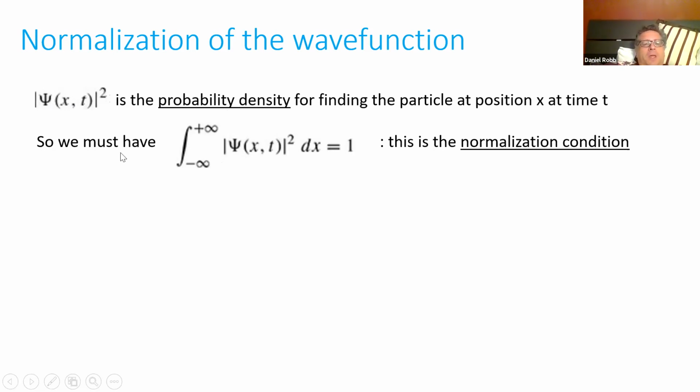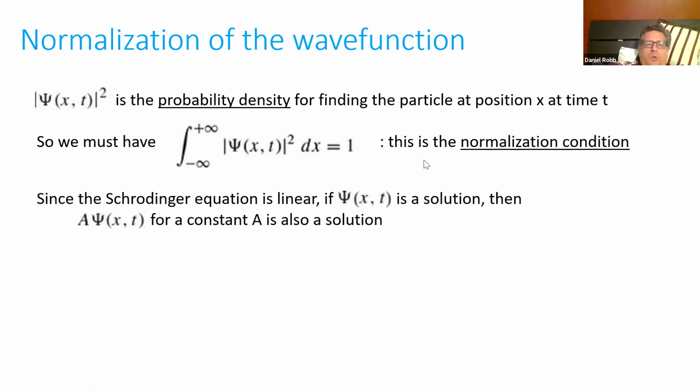And so we must have, because this is just an example of the normalization we were just talking about, the integral from minus infinity to infinity of rho of x dx is equal to 1, where rho of x here is psi of x,t squared, the square of the wave function. And this is the normalization condition.